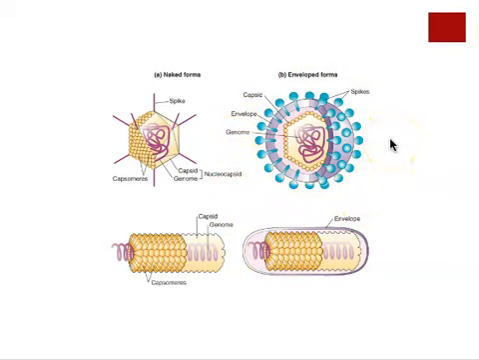Down at the bottom, we can see examples of helical viral particles. There's a naked helical virus on the left and an enveloped one on the right. Notice that the genetic material, again drawn in purple here, has a very different look to it than the genetic material in the polyhedral shape or the spherical shape.